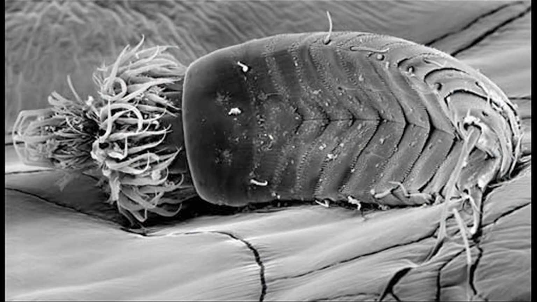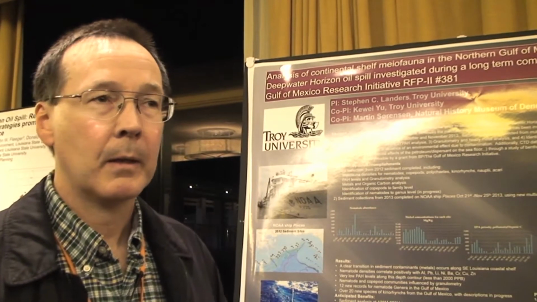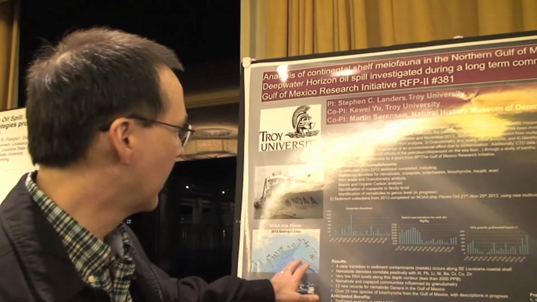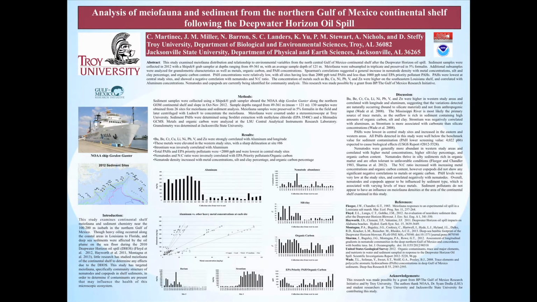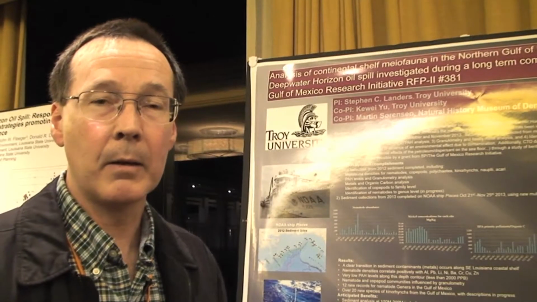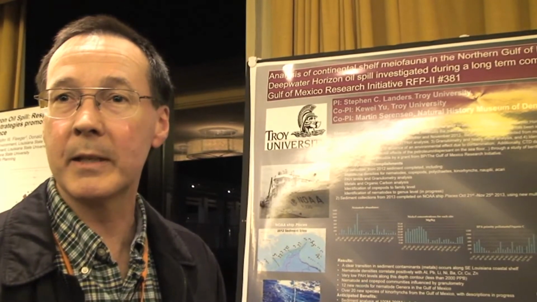Okay, this project is funded through GOMRI. This is an RFP2 funded project, and they're providing me the funding to go out onto the NOAA ships and to collect this sediment and just to do the analysis of whether there is any effect of the oil spill at this particular contour line. Are there any residual effects of the oil that we can detect now? If so, does this relate to the microscopic animals that we see in the sediment?